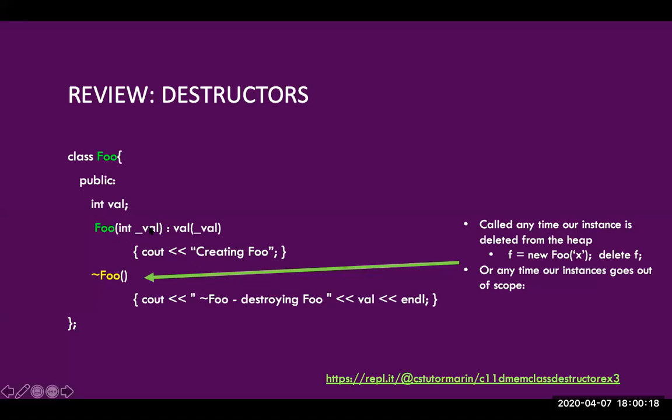Also, of course, if an instance ever goes out of scope because of some braces, like inside of some function scope or local scope, then again, the destructor is going to get called.